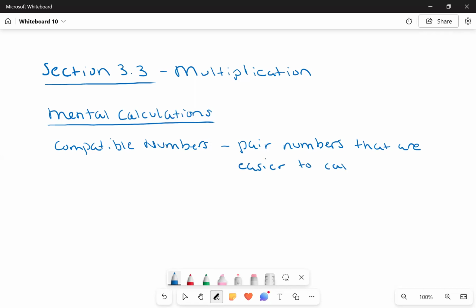To calculate. And when I'm referring to calculate, I'm talking about in our head, without a calculator. Sorry, this word easier looks terrible. Let me fix it. Easier. There we go. To calculate. All right, so let's look at an example.